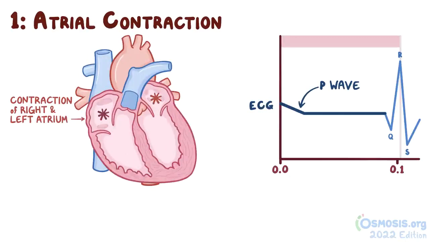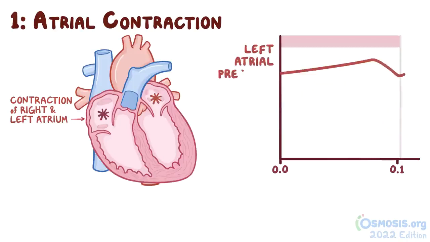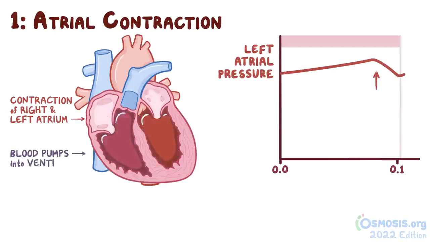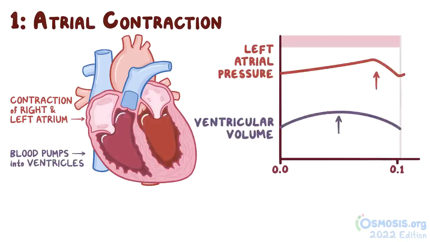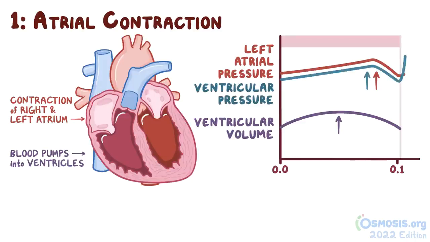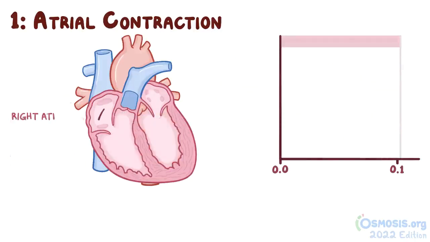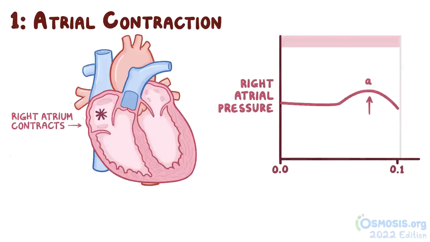And as the atria contract, the pressure within the left atrium increases. Now, as the atria pump blood into the ventricle, the ventricular volume increases, and therefore the ventricular pressure slightly increases. At the same time, as the right atrium contracts, an increase in the right atrial pressure will be noted as the A wave on the right atrial pressure curve.